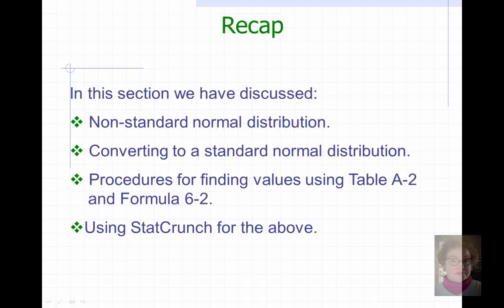So what we've done is we've talked about how we deal with non-standard but still normal distributions. We talked about how we take those distributions and convert them to a standard normal distribution using the z-score formula. We talked about how we find those values using the table and the formula, and we looked at how we use StatCrunch for those calculations also. So that's the end of our section 6.3 lecture.